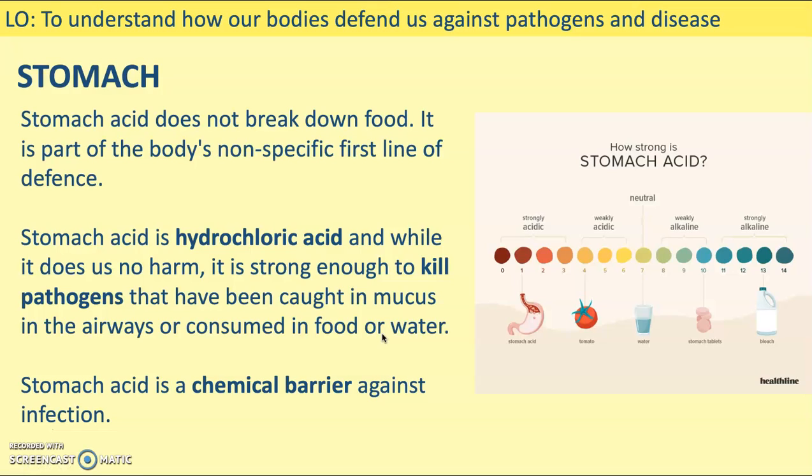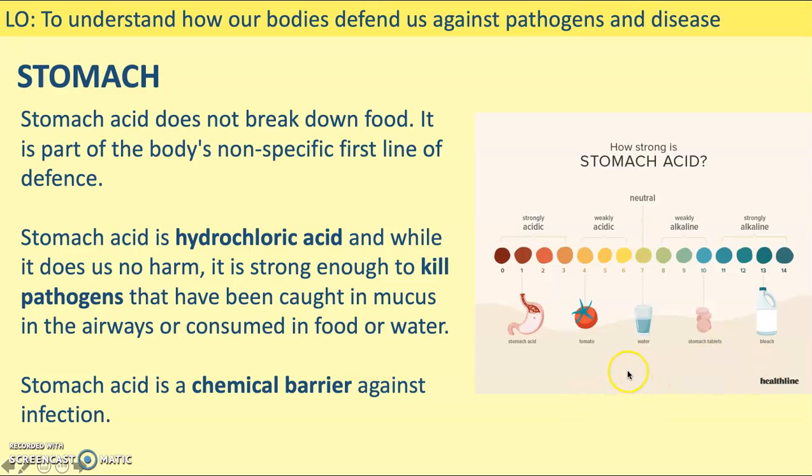We just mentioned that you will swallow the mucus containing potential pathogens and it will go into your stomach. Now, in our stomach, we have an acid. Stomach acid does not break down food. It's part of the body's non-specific first line of defense. The acid in our stomach is called hydrochloric acid, and while it does us no harm, it is strong enough to kill those pathogens that have been caught in the mucus, or if they've been consumed in food or water. The stomach acid is a chemical barrier, so rather than being a physical barrier, it's a chemical barrier against infection.